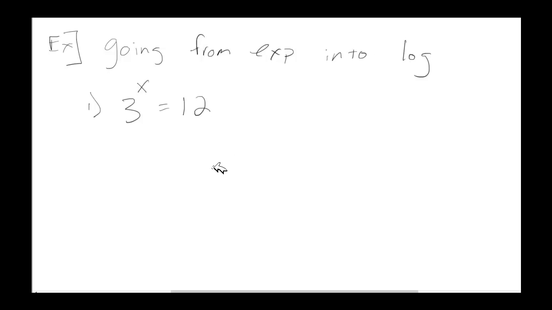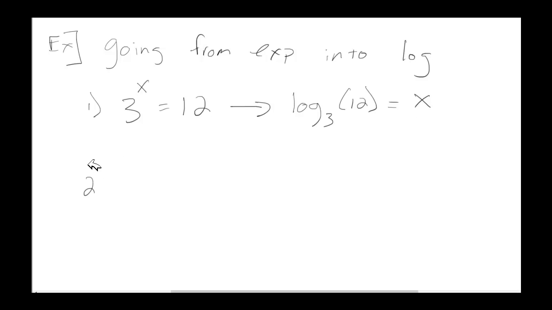Okay, so one important skill is going from one to the other. So I want to go from an exponential equation into a logarithm. Okay, so what you do is the base stays the same. So this is going to be base 3 because that's my base here. So I have log base 3. Now remember, inverses, the output is the input. So they're going to switch here. The input of the logarithm is going to be 12, and the output is going to be x.